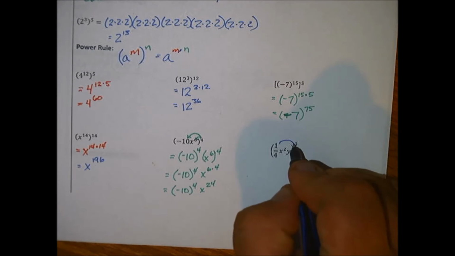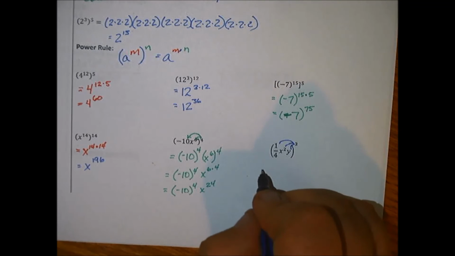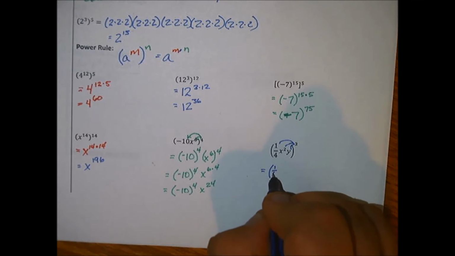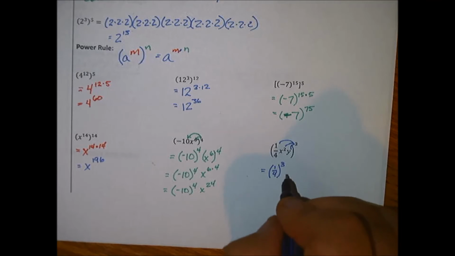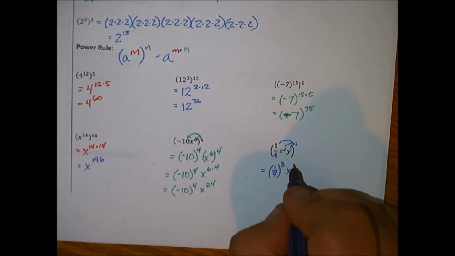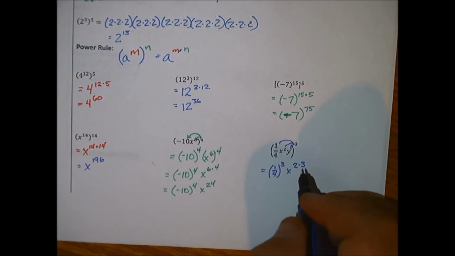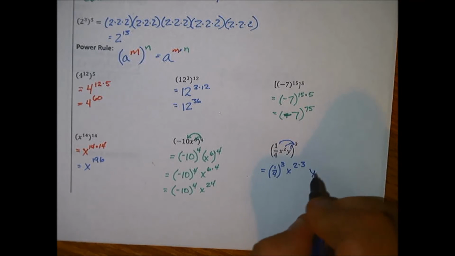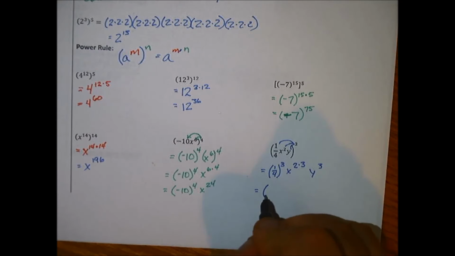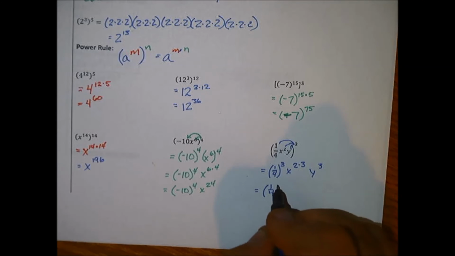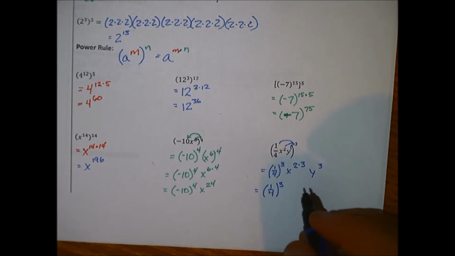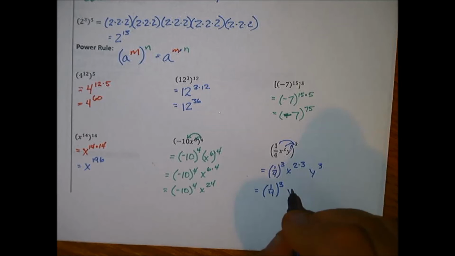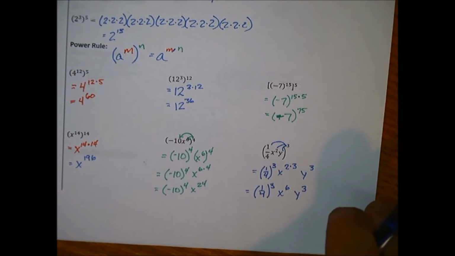Same thing here. I want to distribute that 3 into everything. So I'm going to have 1/4 to the 3rd, x squared to the 3rd, which turns into x to the 2 times 3, and then y raised to the 3rd. So I have 1/4 to the 3rd. Remember, I'm writing those in parentheses so that I know it's that fraction raised to the 3rd power. And that'll be x to the 6th, y to the 3rd. And that's my final answer.